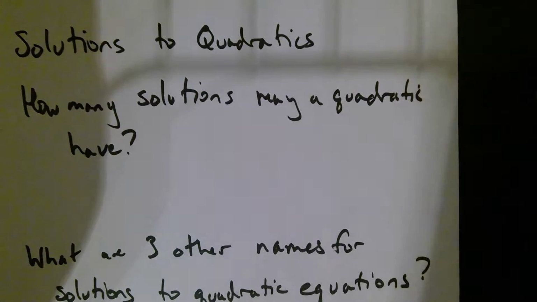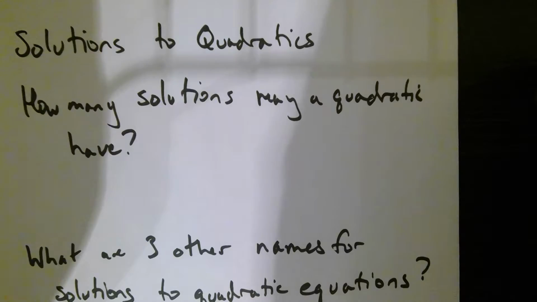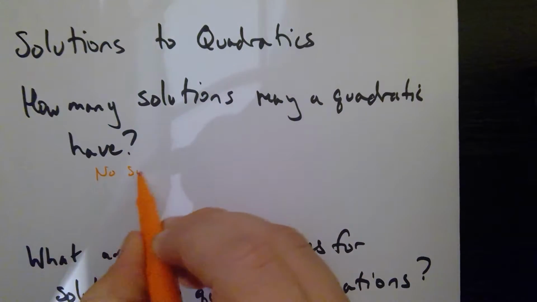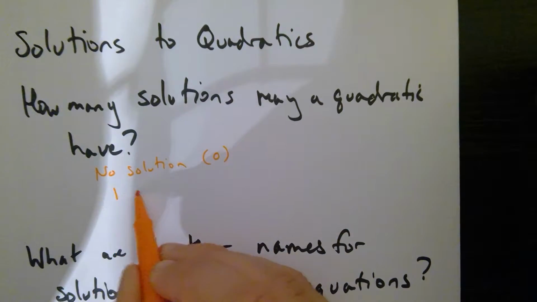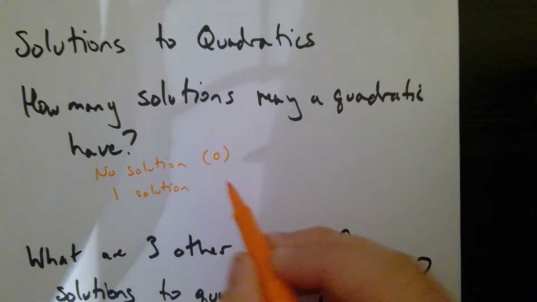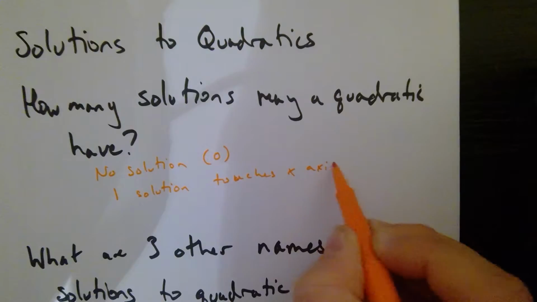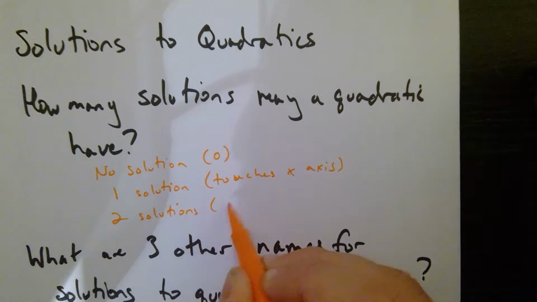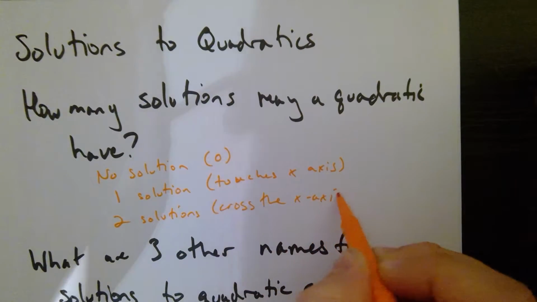Once again, we're doing some more review. How many solutions may a quadratic have? There are three possibilities here. We either have no solution, you could have said 0, one solution, so it touches the x-axis, or two solutions where it will cross the x-axis.